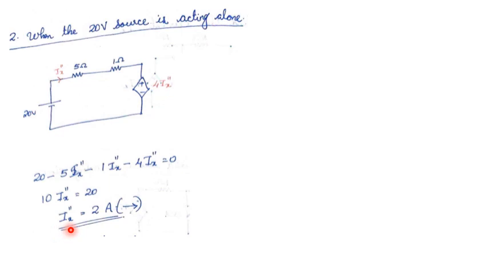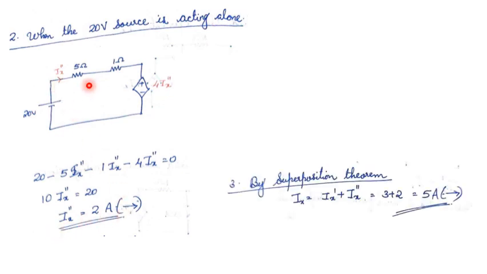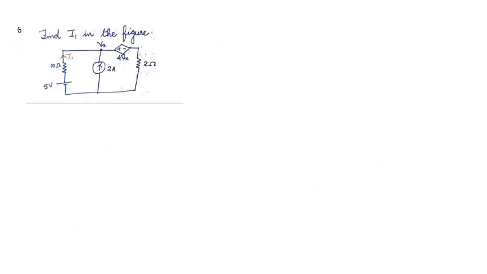So we will get the value for Ix double dash is equal to 2 ampere from left to right. Now by superposition theorem, Ix is equal to Ix dash plus Ix double dash. 3 plus 2 is equal to 5 ampere from left to right. Now we are moving to the next problem.